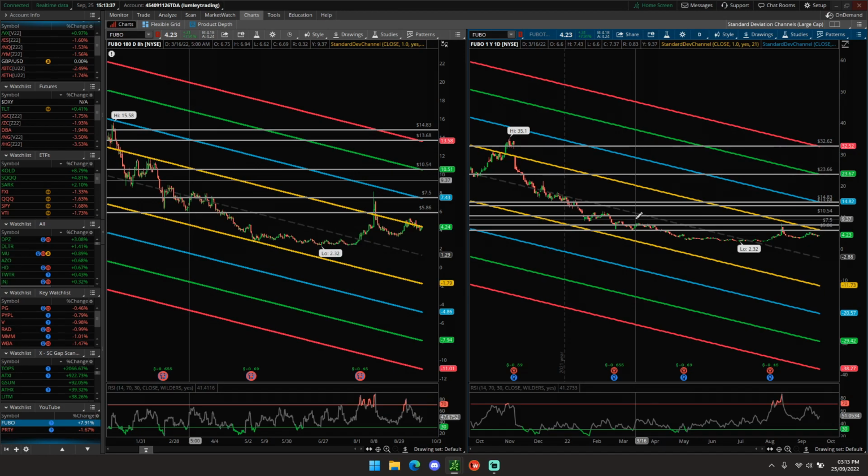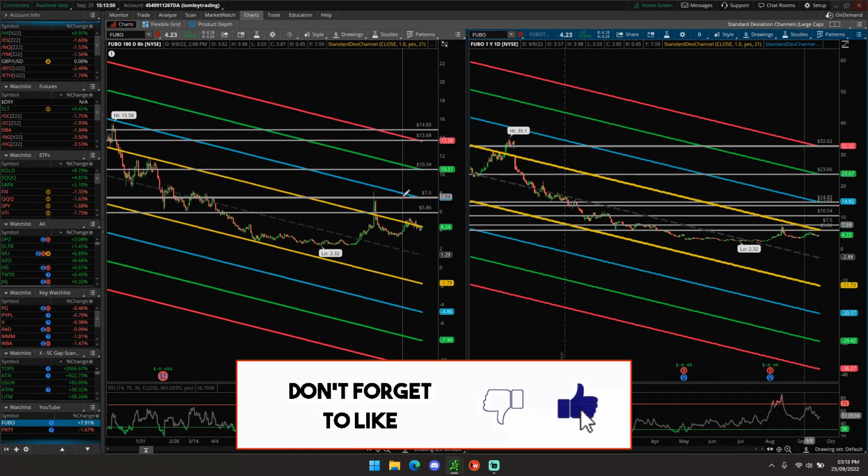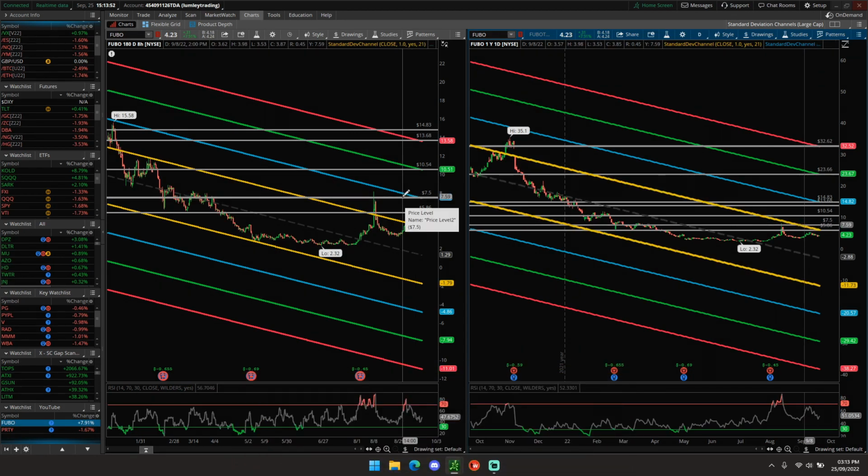Now, obviously, some of these are very far off, so the way to use these levels is if you break one, for example, you break above this $6, you want to see it come back to retest that level and hold it. If it holds it, then more than likely you can expect to push to that next deviation, which in this case would be $7.50.